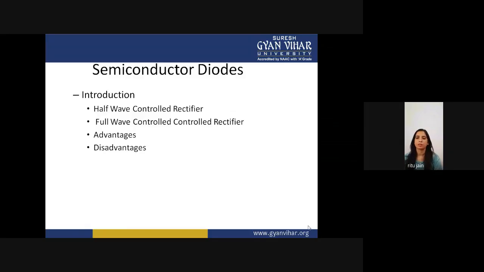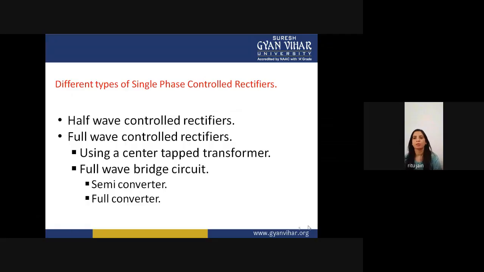and disadvantages are. The different types of single phase control rectifier are the half wave control rectifier, the full wave control rectifier using a center tapped transformer, the full wave bridge circuit, and the semi converter and full converter. So first, you can divide converters into two parts. One is the single phase converter, and another one is the three phase converter.